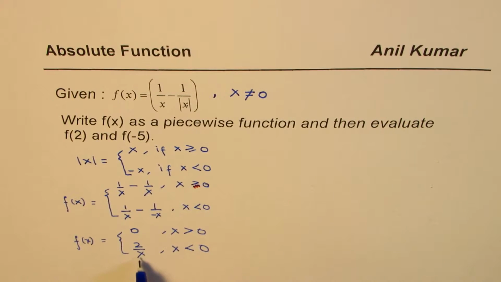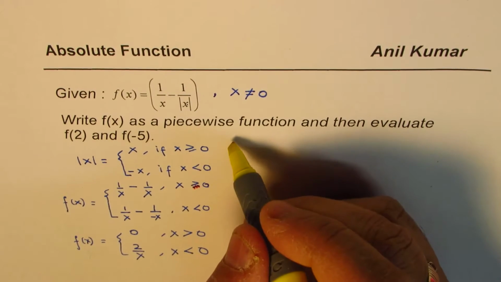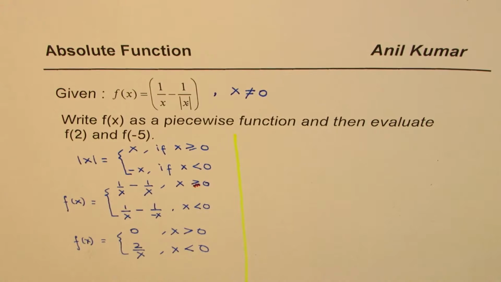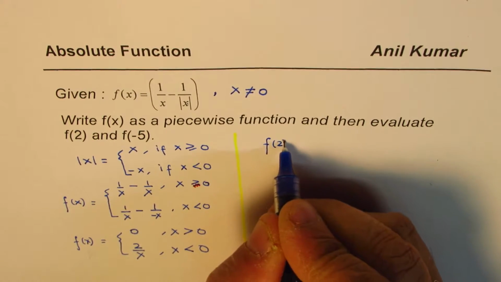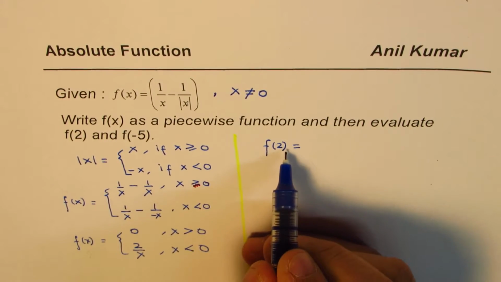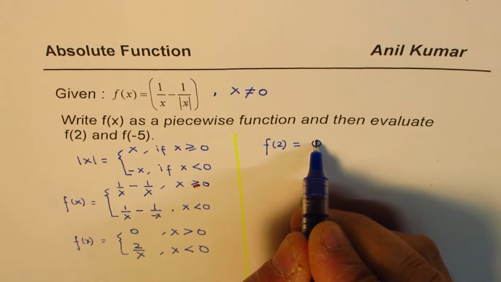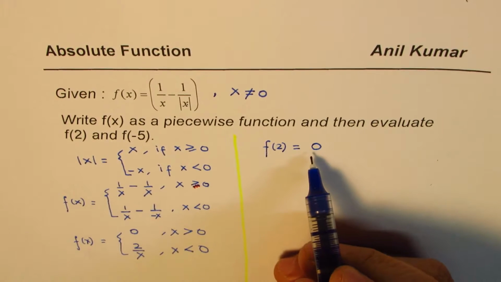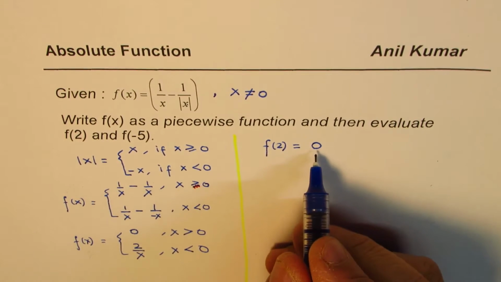Now once you get this answer, you think f of x is always positive, right? But see what happens. Let's calculate these values which we have. So we have done the first part, and that is writing the given function as a piecewise function, right? And now let us evaluate what is f of 2. So f of 2 will be equal to what? Now since 2 is greater than 0, f of 2 is 0. Do you see that? F of 2 is 0. For that matter, f of anything on the right side of 0 will be 0, right?